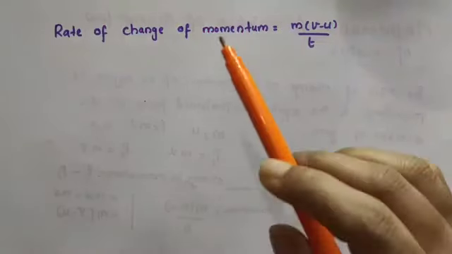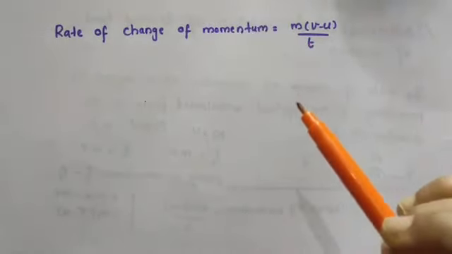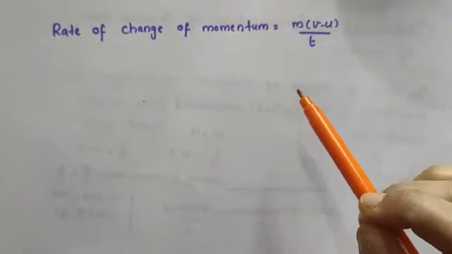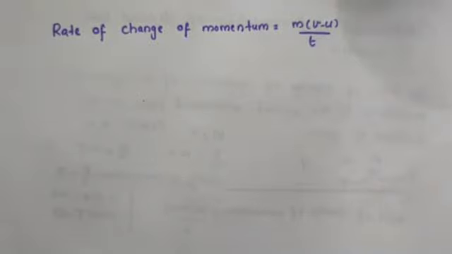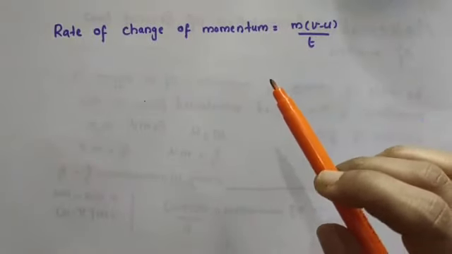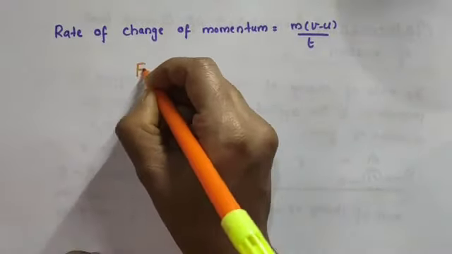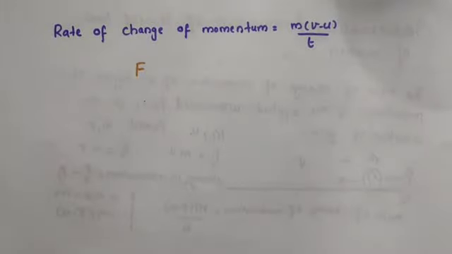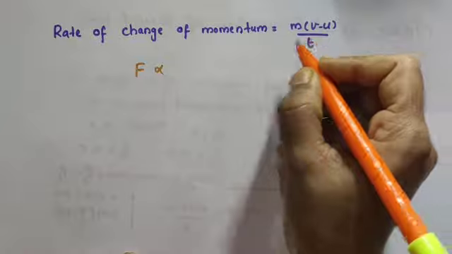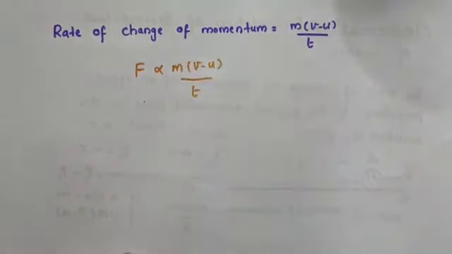So we got the rate of change of momentum as m into (v minus u) divided by t. Now, as per Newton's second law of motion, this rate of change of momentum is proportional to the applied unbalanced force. We have applied a force F on that object. So, F is proportional to what? That rate of change of momentum, that is m into (v minus u) divided by t.